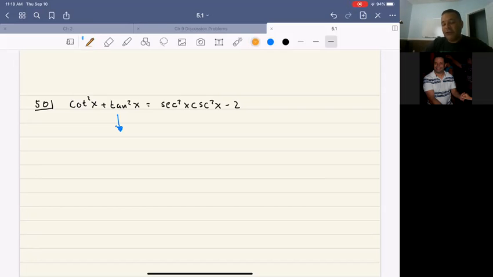The false start I had was I was trying cotangent squared of x plus 1 equals cosecant squared of x, and I started doing that with tangent squared of x too. I thought that would maybe work, but it was going to take longer than the actual way.